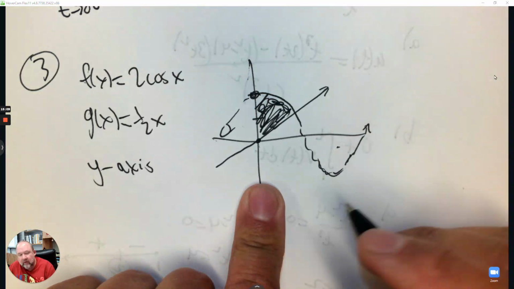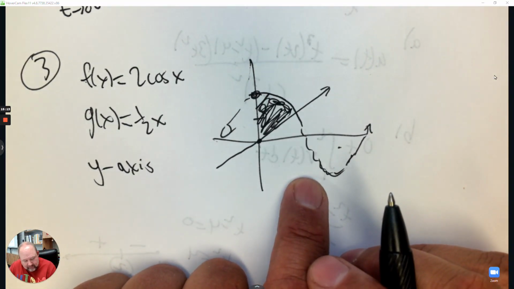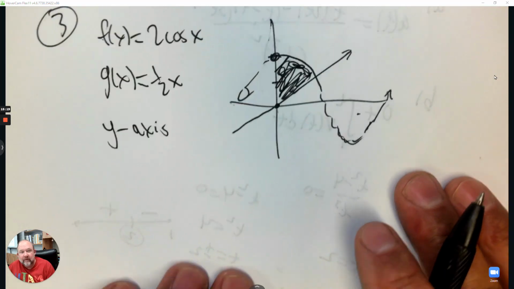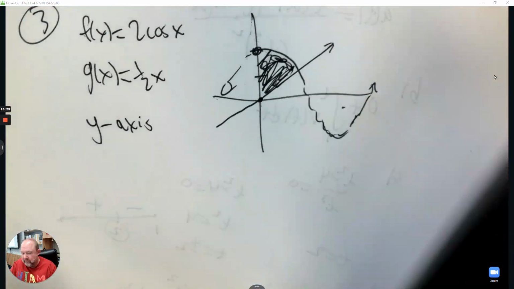You know what the cosine wave looks like, and then the line. And we sketched it and shaded it, and then set up an integral for the area of that. So I need to know where those 2 points intersect. So I'm going to put them both in my calculator.